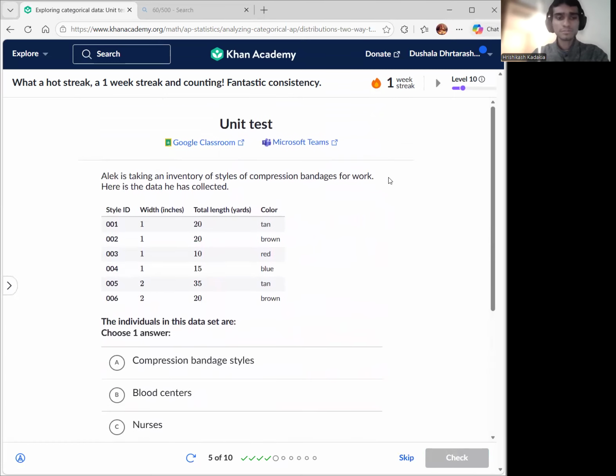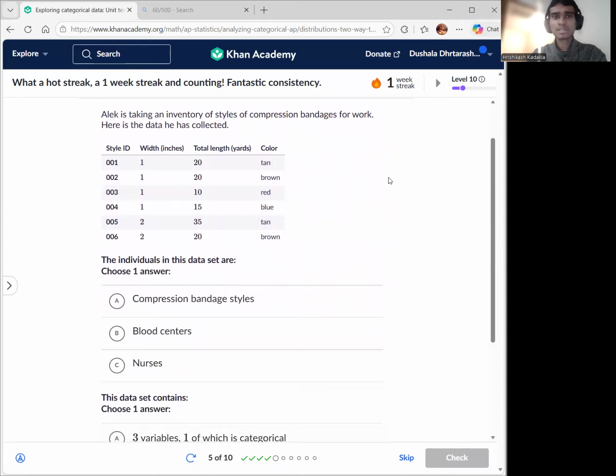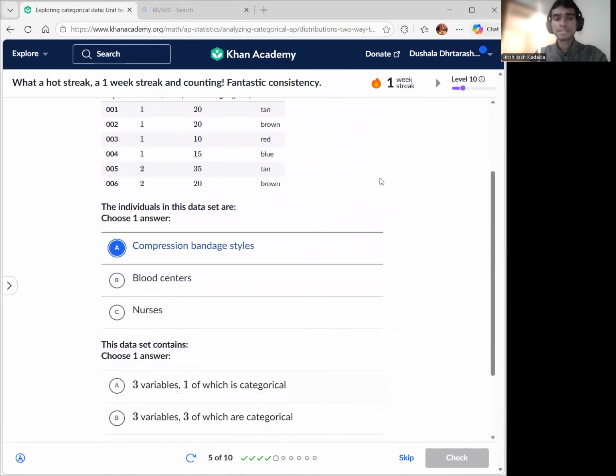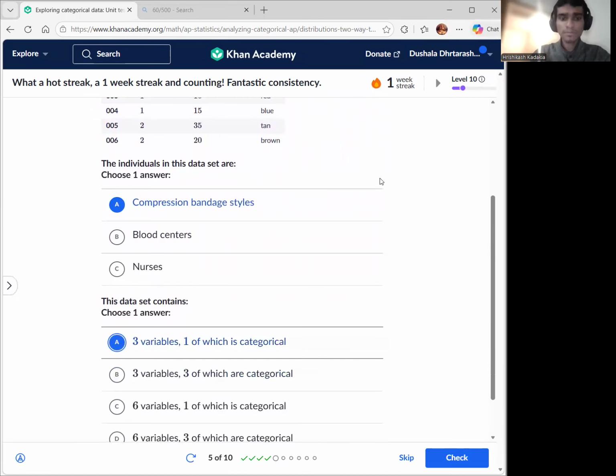So yeah. Okay, now this one is about individual data. Alex is taking inventory of styles of compression managed for work. This is the data collected. So the individuals are what? Yes, they're the compression managed styles. And actually the ID is their specific identification, which doesn't count as a variable. The width, total length, and color are the only variables, where just color is categorical. The other two, total length and width, are numerical, they are quantitative. So three variables, where one of them is categorical.